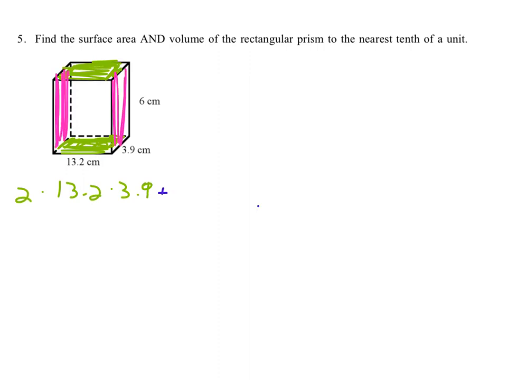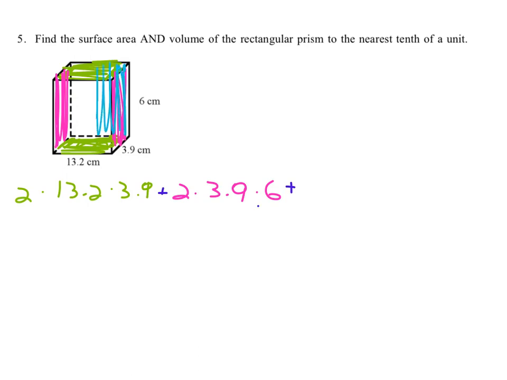Okay, and then now let's add to that this left side and that right side's area. And how do we calculate those? Well, we do their two measurements, right? We do two times, because there's two of them, times their length and width, right? 3.9 times 6.